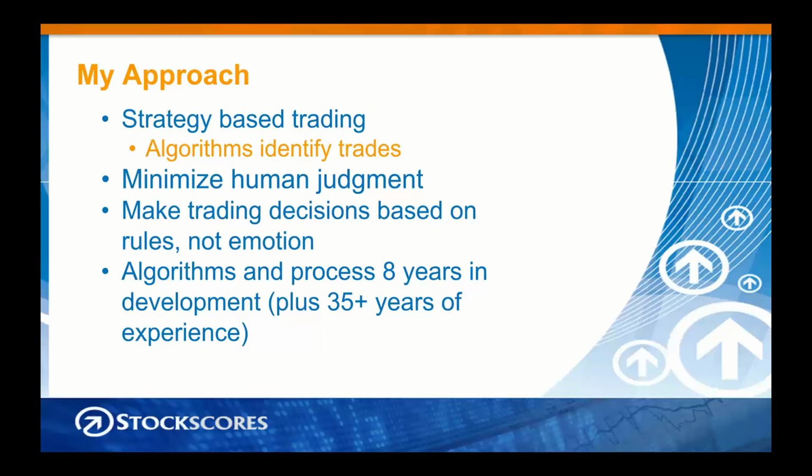All right, so what is my approach? I am a strategy-based trader. I don't trade on tips. I don't trade on information. I don't read news releases. I don't listen to people tell me what's hot. I don't go on to Reddit or other chat forums and listen to people. I simply have algorithms based on math that look for high-probability trading opportunities. I want to minimize human judgment, because being human is not good in the market. Being human will hurt you. So I want to take as much human judgment out of the equation as I can, and we do that by being an algorithmic trader.